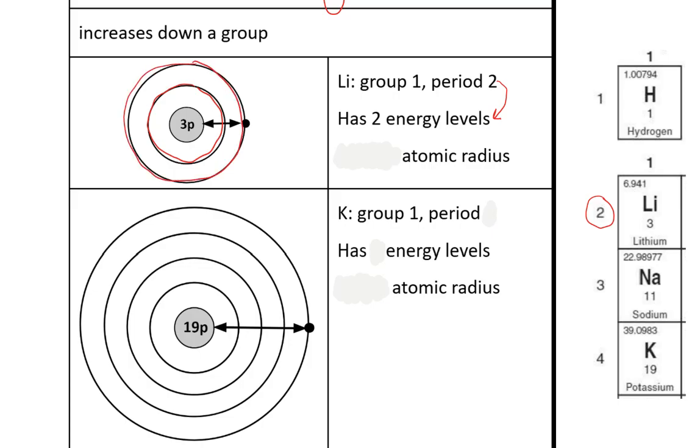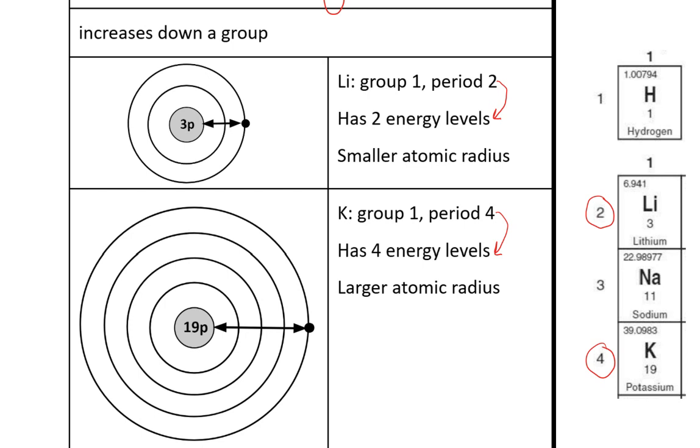Now, if I compare that to potassium, potassium is down a little bit farther in period 4. Because it's in period 4, and the period tells us the number of energy levels, potassium has 4 energy levels. So I see those 4 circles, those 4 energy levels here in potassium. Okay, so if I compare lithium and potassium, lithium with its 2 energy levels is a smaller size atom. It has a smaller atomic radius. Potassium is much bigger with all of its more energy levels, so this one has a larger atomic radius.